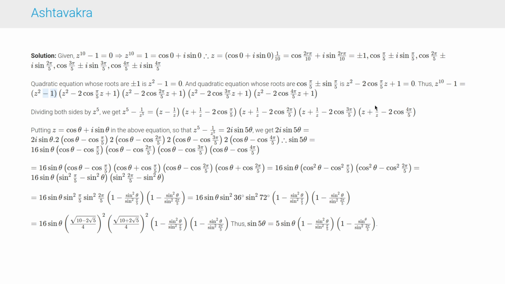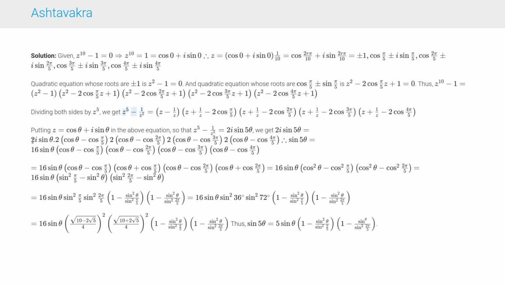Now we divide both sides by z to the power 5. So our left hand side becomes z to the power 5 minus 1 by z to the power 5. And we divide this by z, we get z minus 1 by z. We divide this by z, we get this, and so on. Now if we put z equal to cos theta plus i sin theta, we will have z to the power 5 minus 1 by z to the power 5 equal to 2i sin 5 theta. So 2i sin 5 theta we substitute here.